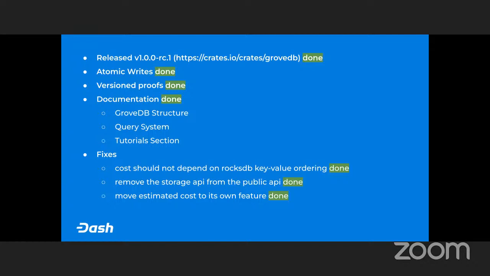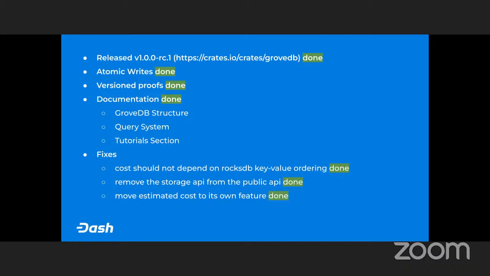So the first one we worked on was the atomic writes. Basically, when you perform a single operation in Grove DB, so let's say you just want to insert something into the storage, it usually takes more than one write operation. You want to do one operation on the Grove DB layer, but on the storage layer, it's going to cause multiple operations. That's because of the root hash propagation and stuff like that.